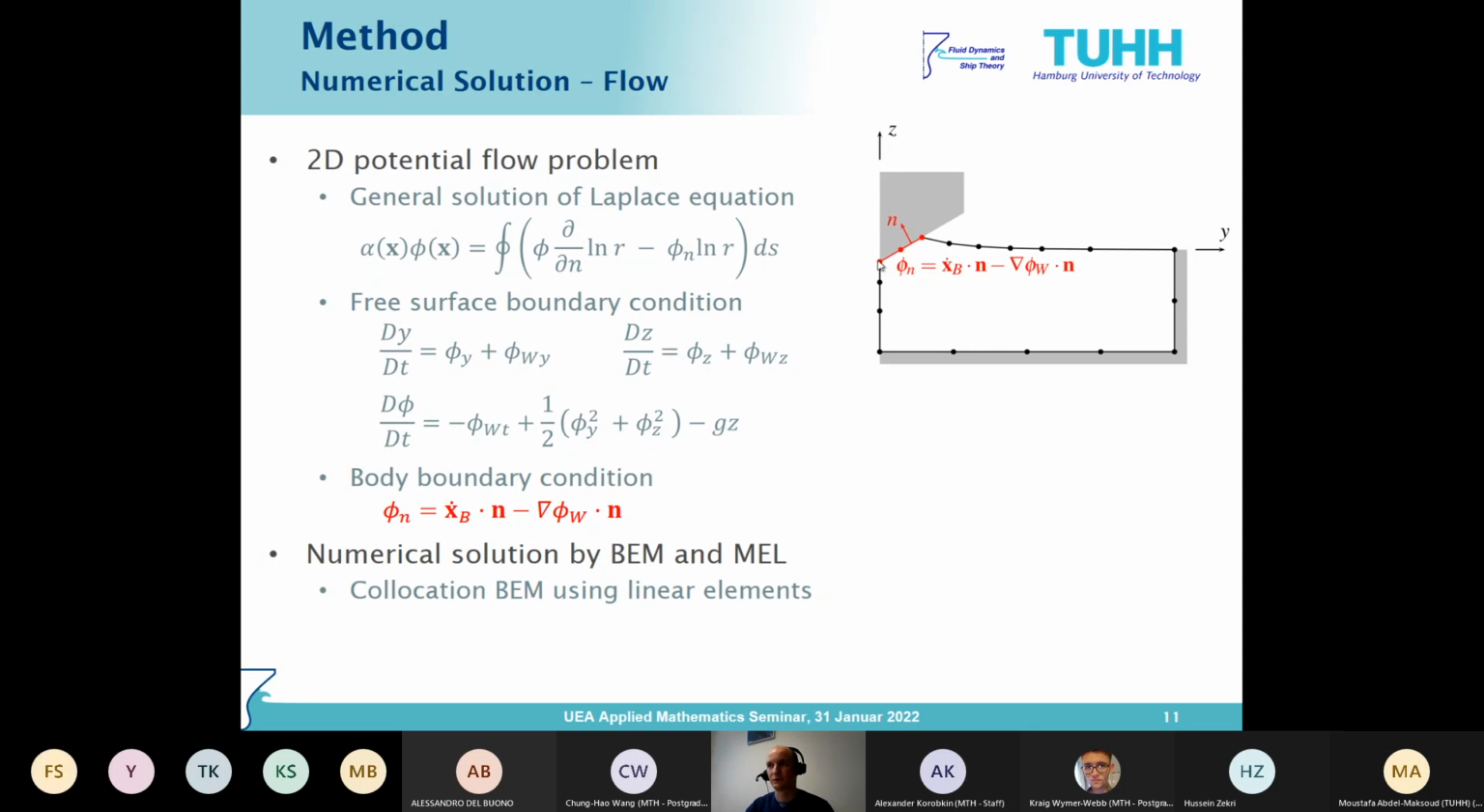Yes, we apply the boundary conditions. So on the hull there's the hull boundary condition right here, and then at the outer boundaries we just say the normal derivative is 0, and then we assume that we know the potential on the free surface. And this whole problem can then be solved with the boundary element method.